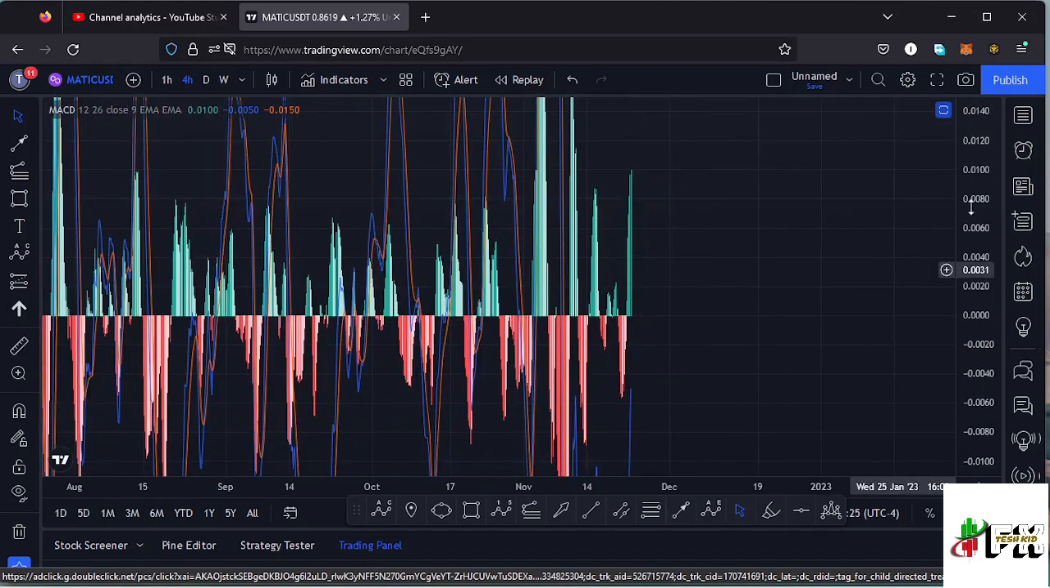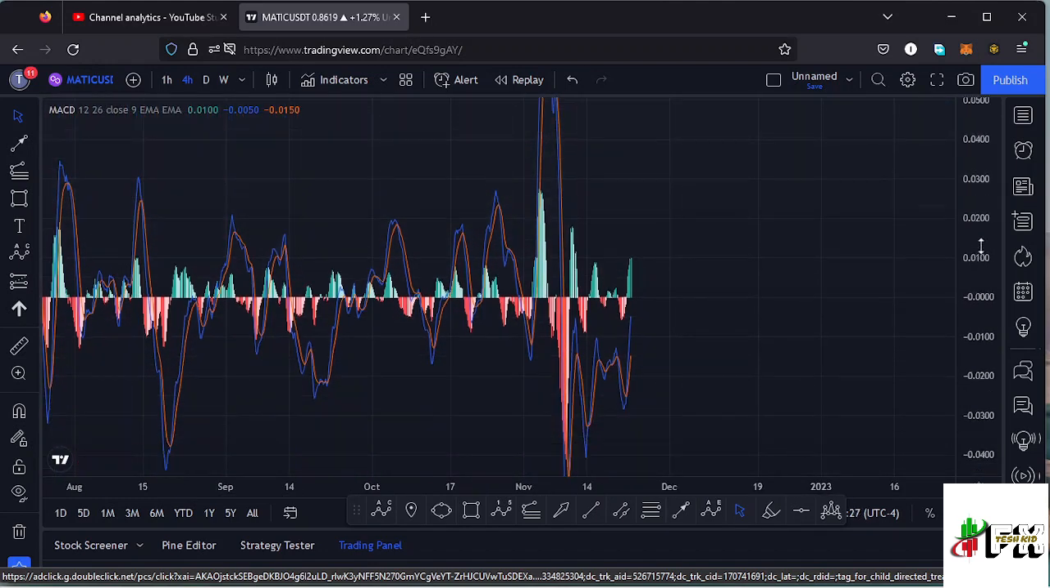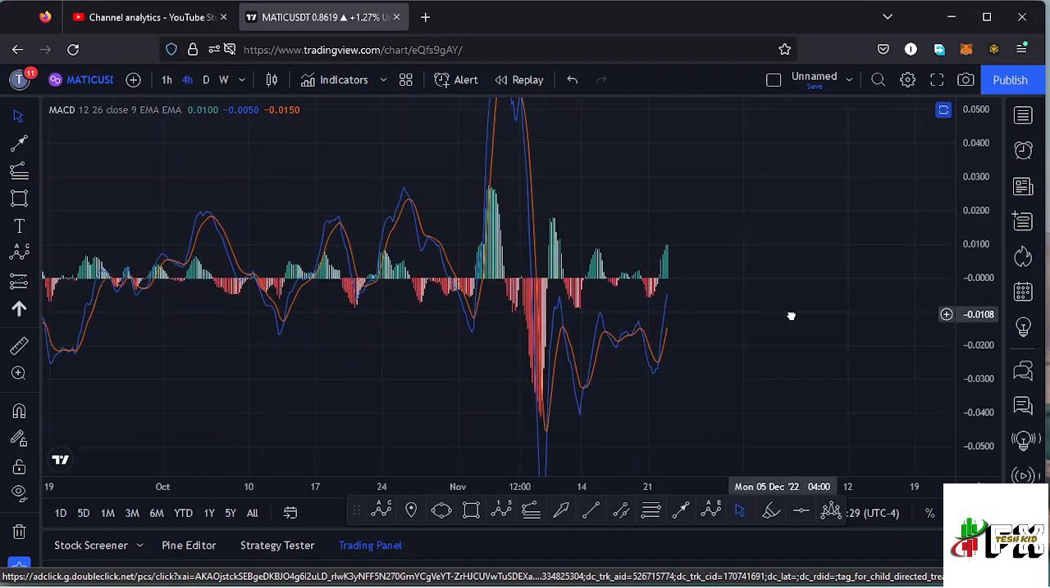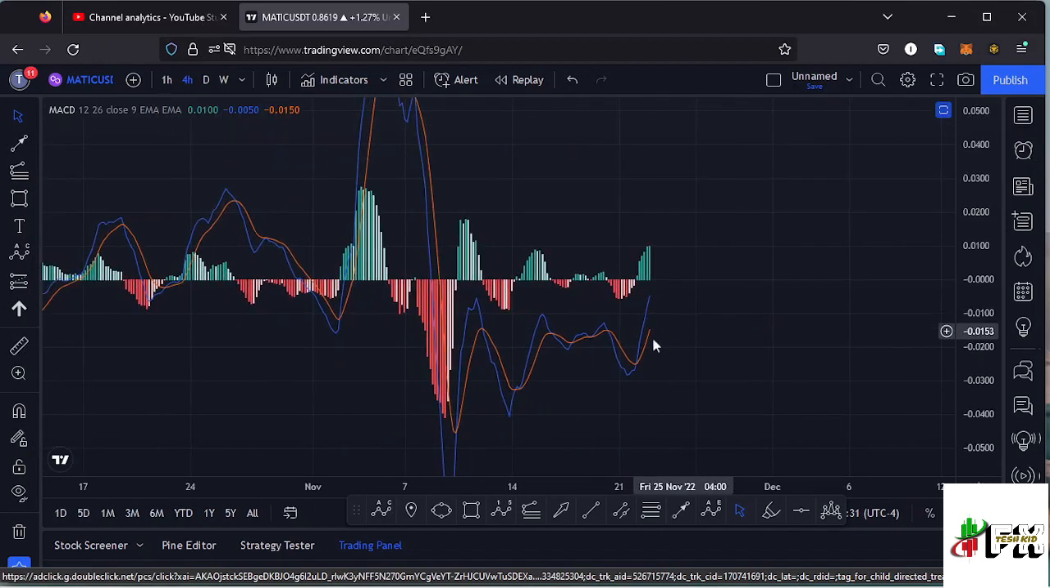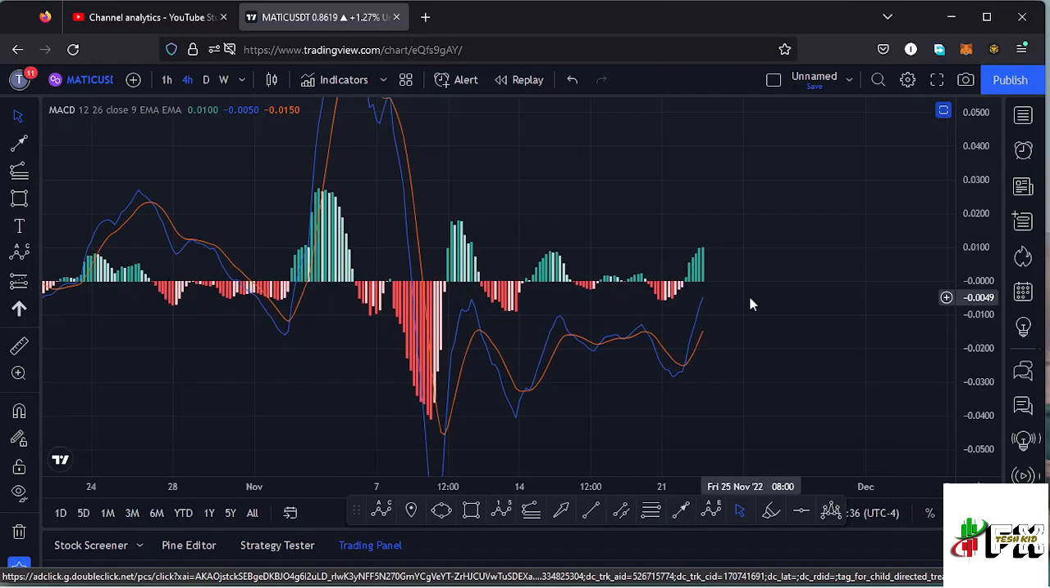Also taking a look at the MACD here, on the 4 hour MACD, we have printed a bullish cross, and we are seeing an increase in the buying momentum, and that would mean higher prices are coming our way. So let's be patient and see how that plays out, and I'll keep you updated.